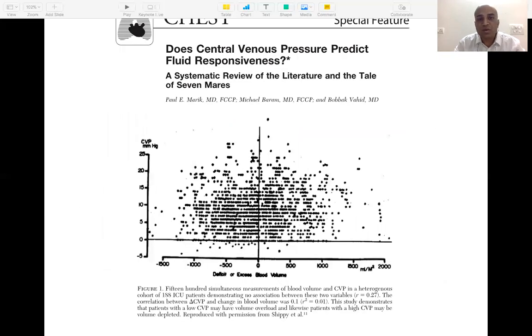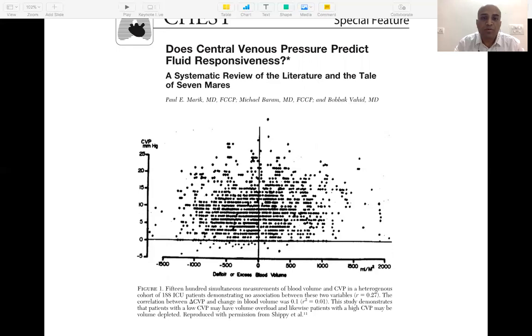Now let's see whether central venous pressure predicts fluid responsiveness. We all know it does not. And this article, a clear systematic review and meta-analysis, has proved that the volume status of a patient can vary significantly, and it may vary up to 2 to 3 liters with the same central venous pressure.